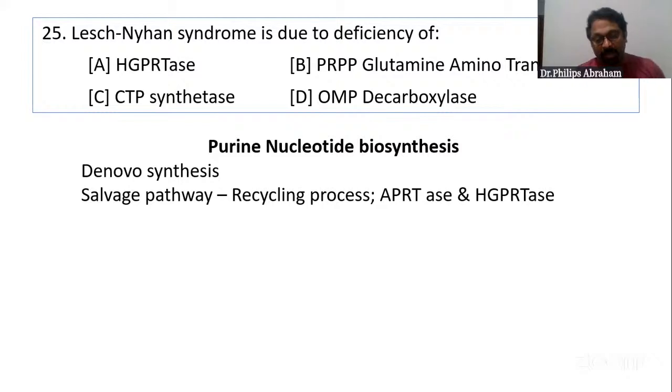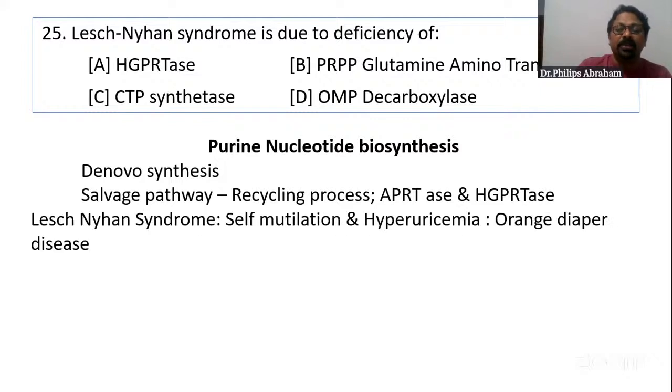For that, we need 2 enzymes: APRTase, adenine phosphoribosyl transferase, and HGPRTase. H stands for hypoxanthine guanine phosphoribosyl transferase. This is involved in the salvage pathway. And the deficiency of HGPRTase leads to a condition called Lesch-Nyhan syndrome. And here, the most important clinical manifestation is self-mutilation. The patient will be biting and chewing his own lips, his own fingers, and hurting himself. And hyperuricemia, increase of uric acid. So gout may occur.